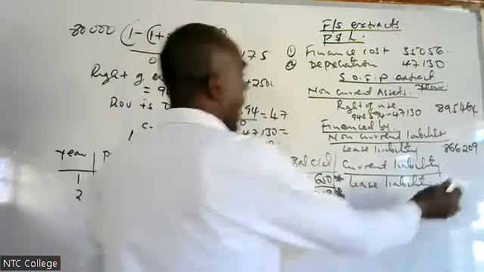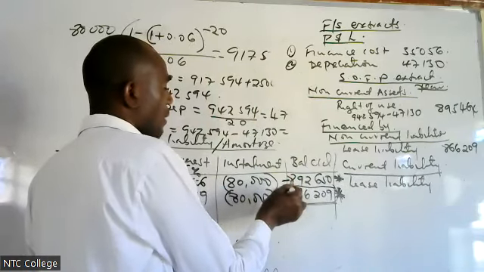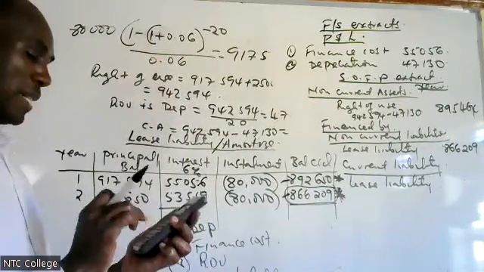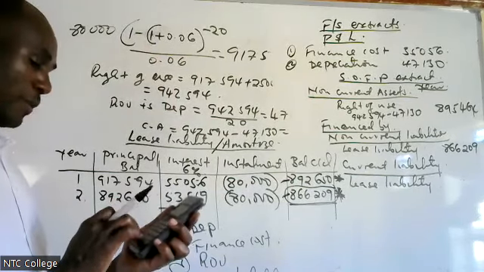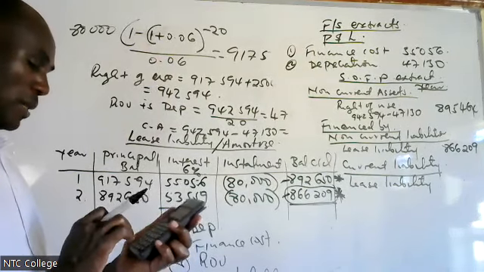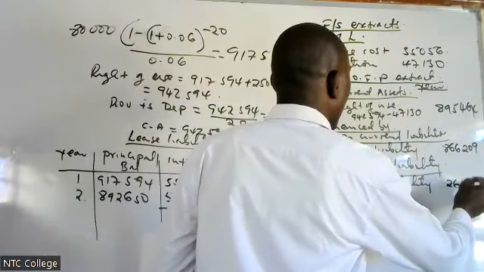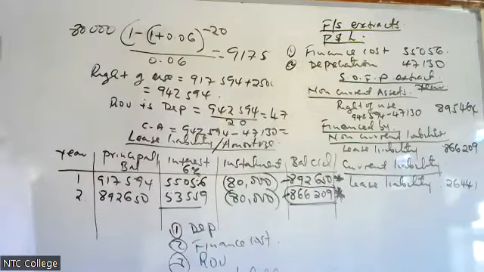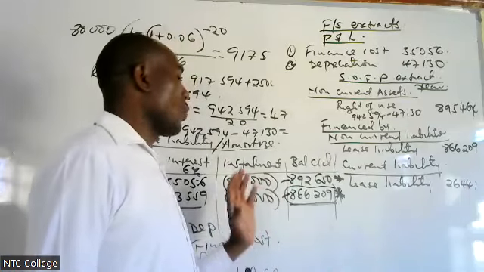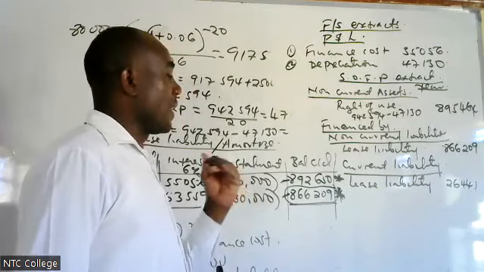When I come to the current liability, I will take the difference between year 1 and year 2. The difference between this and this. What is the difference, my good friends? The difference is 892,650 minus 866,209. It is 26,441.